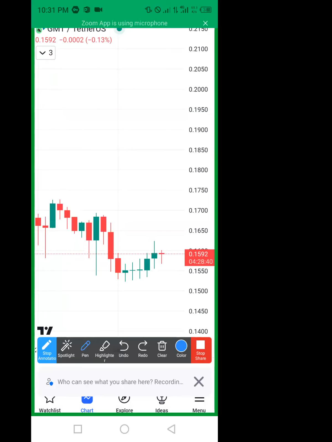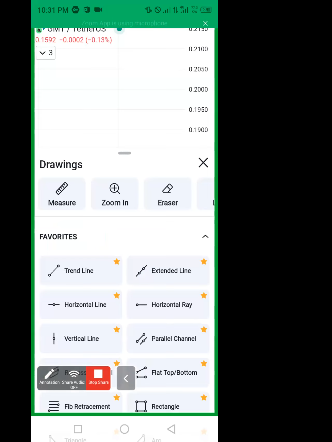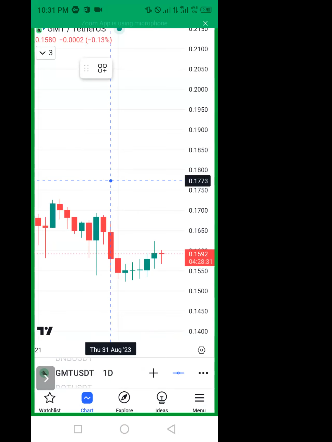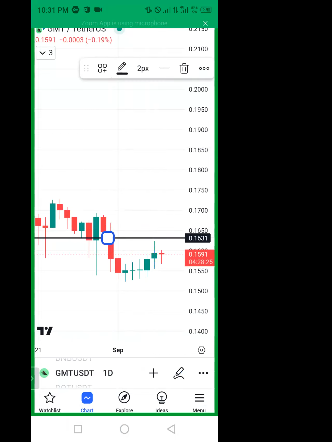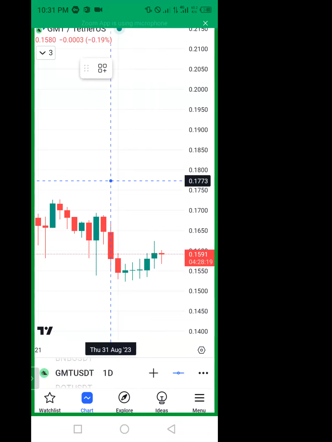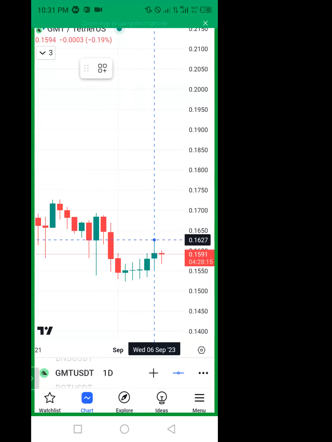So what you do is go to the pen here, get your horizontal line, and move that line until the dot is at the high of that candle, and you tap. Oh, I've not done it very well. Let me do it again. I want it to move to there. I tap and then the line forms.